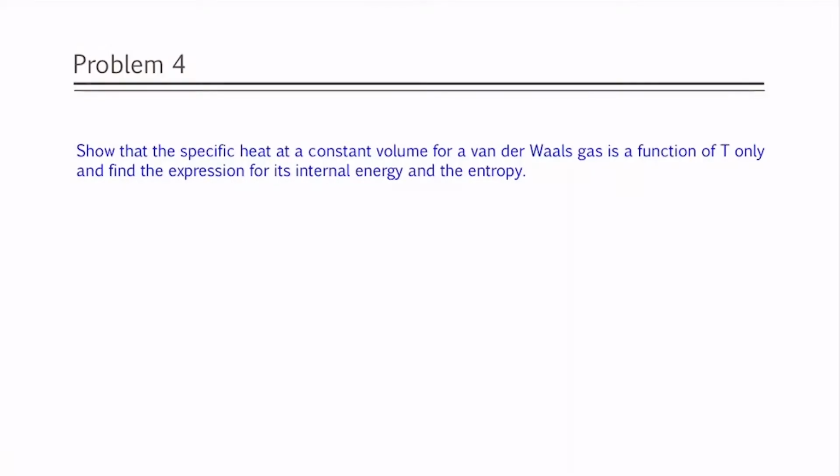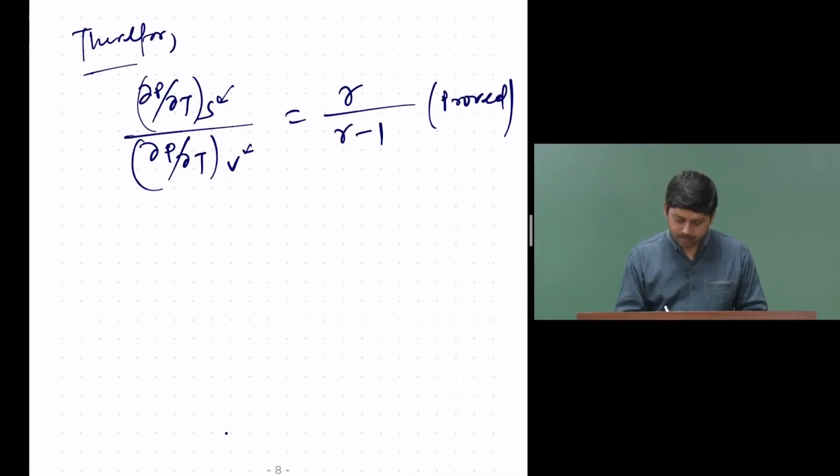Okay, so we will continue solving the thermodynamic relations problem, and the next problem that we are going to do is show that the specific heat at a constant volume for a van der Waals gas is a function of T only, and find the expression of it in internal energy and entropy. So, we have to show that specific heat at a constant volume for van der Waals gas. Now, the problem 4.